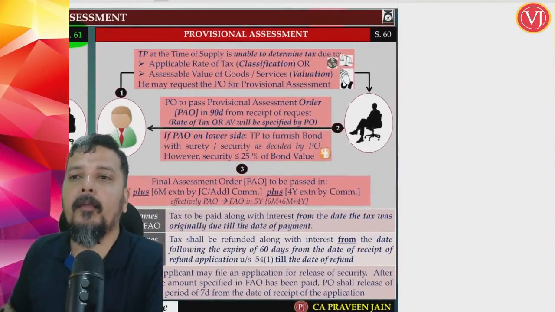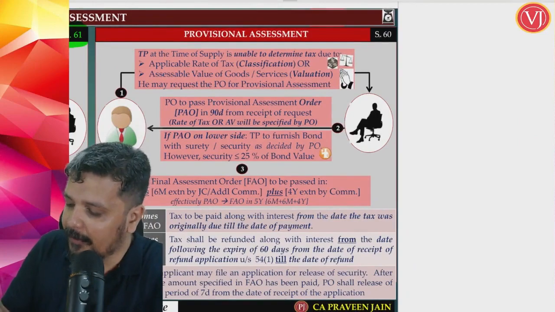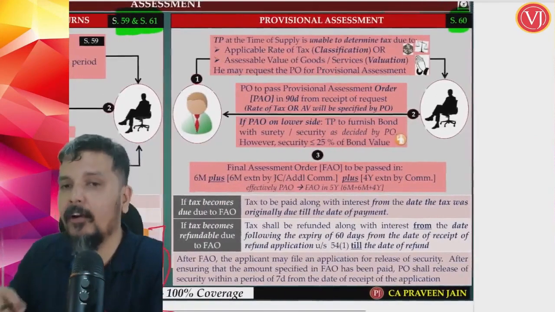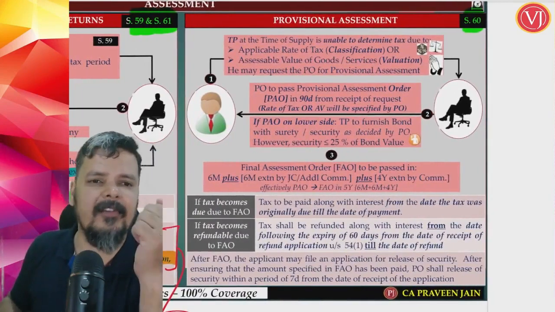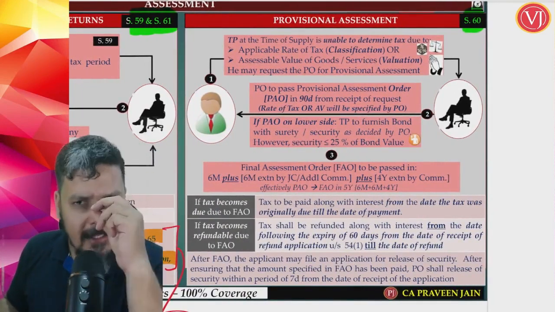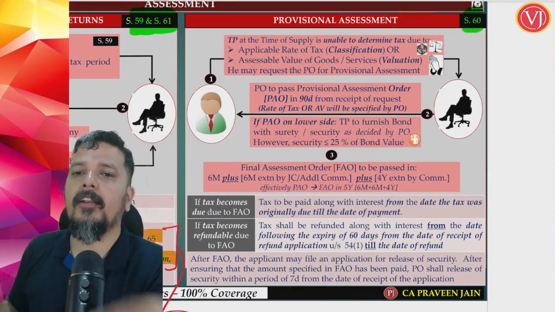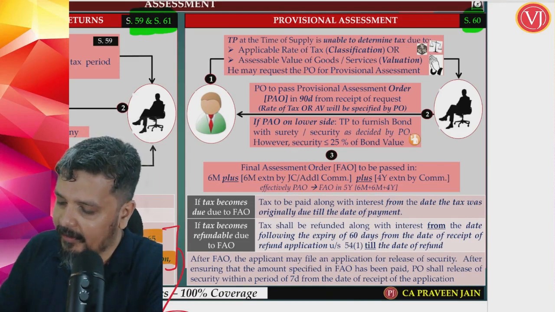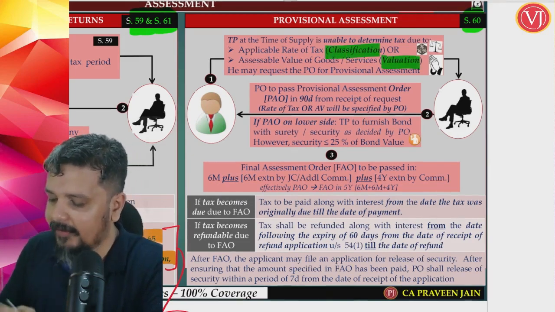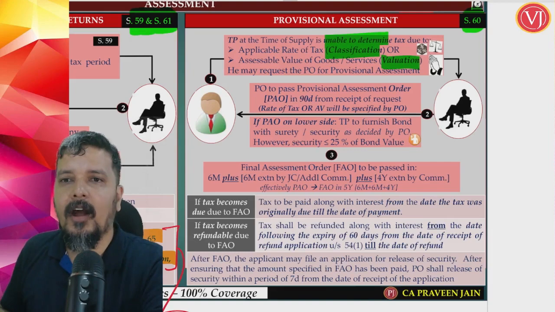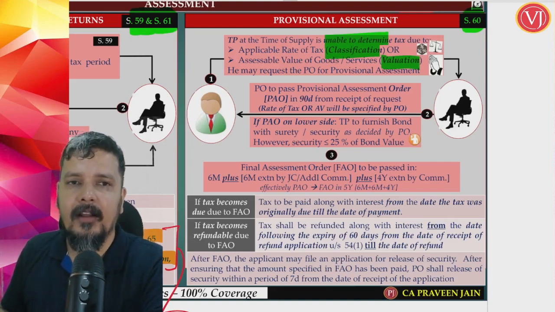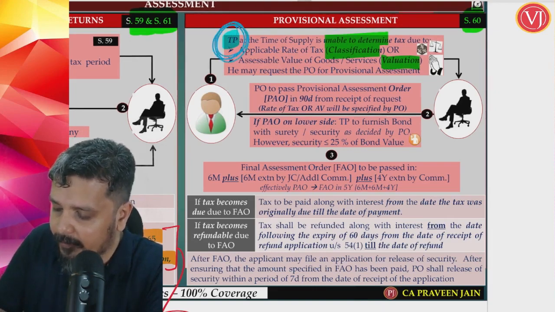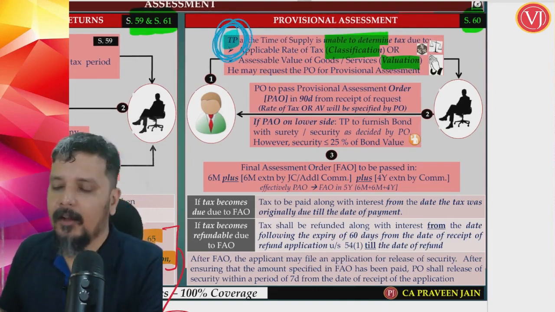Now you're talking about your provisional assessment and final assessment given in your section 60. Now when assessee will opt for your provisional assessment, when he'll think of provisional assessment, only two reasons. Only and only, he's not sure of the value, he's not sure of the rate. Assessee is having doubt with valuation or doubt with classification. But this time they've used the term taxable person.